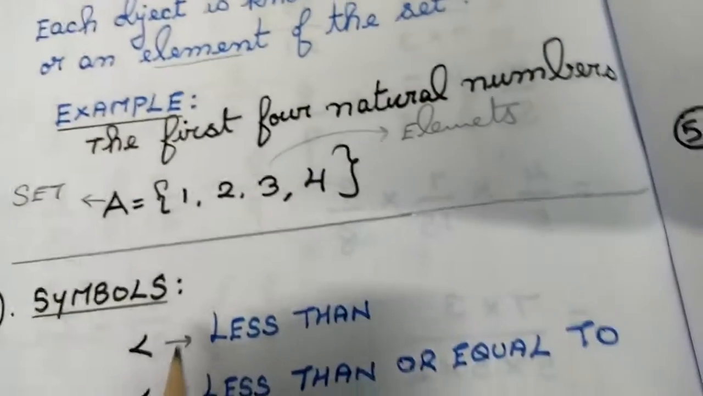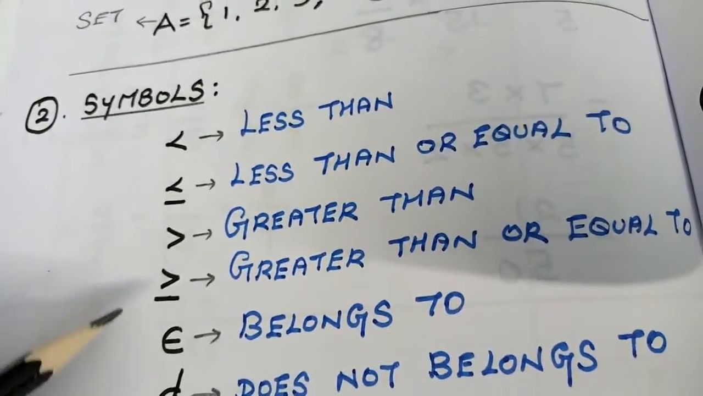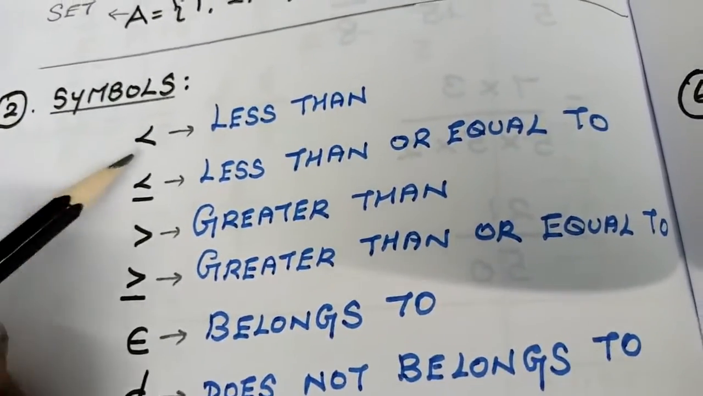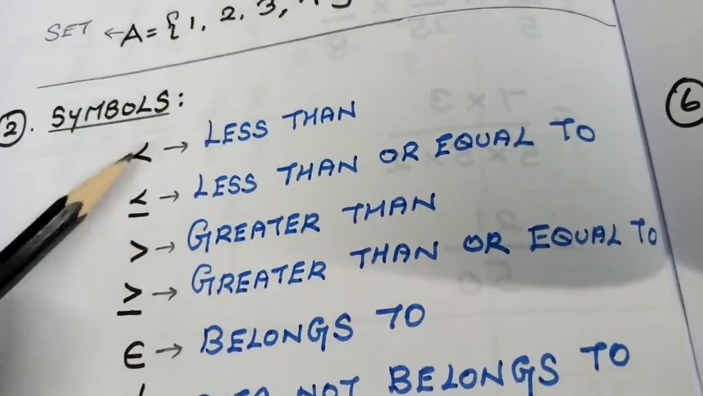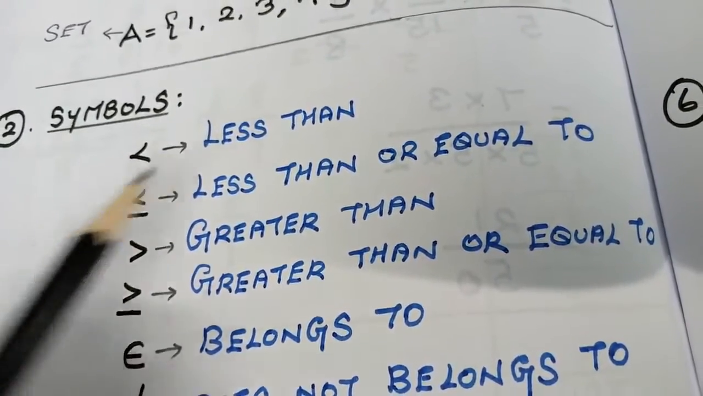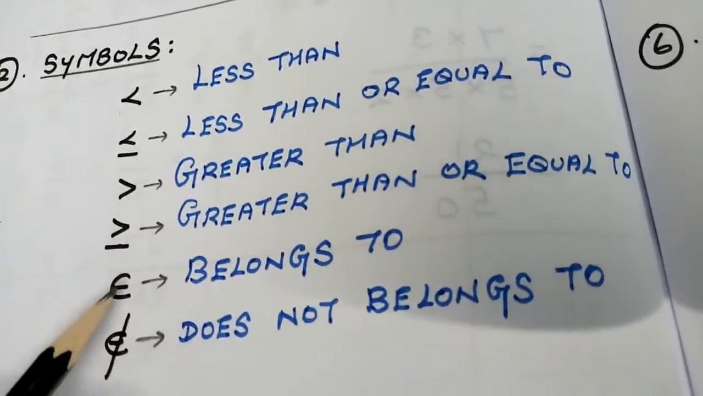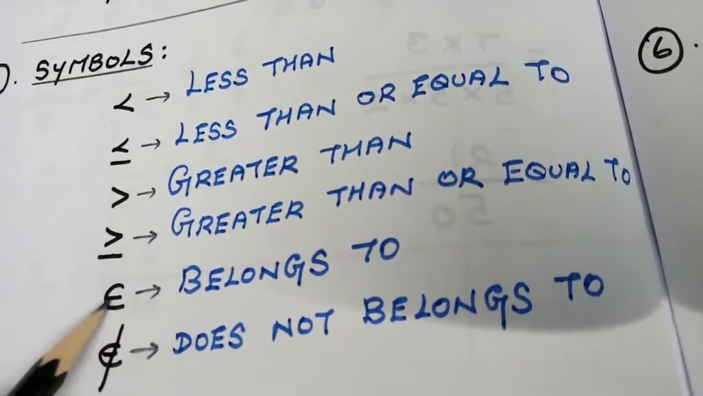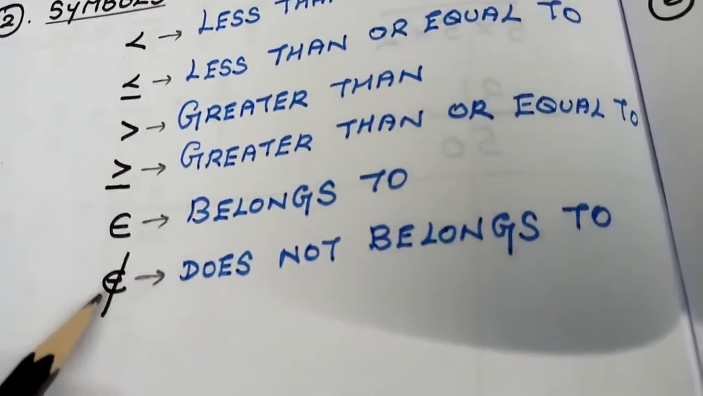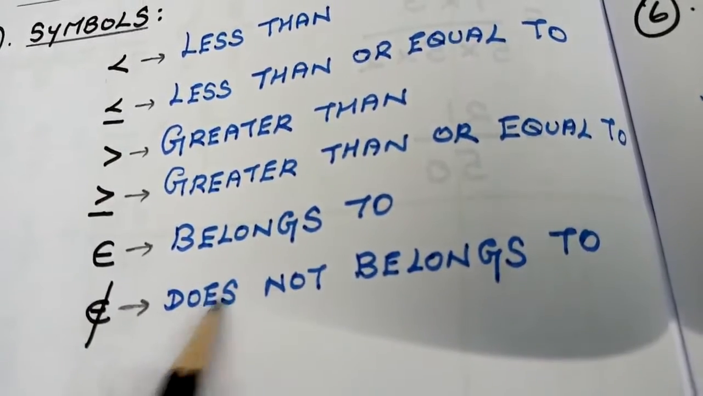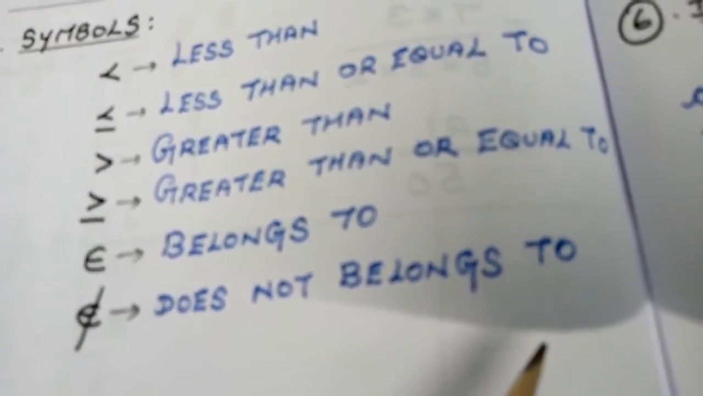And coming to the next point, symbols. In this chapter, you are going to frequently see these symbols in your questions. This particular symbol is known as less than. If you have a line at the bottom, it is known as less than or equal to. Similarly, greater than or equal to. If you have a symbol like a C with a line like this, that symbol is known as belongs to. And if you draw a slash over that symbol, it means does not belong to. So these are the symbols we are going to see in this chapter, students.